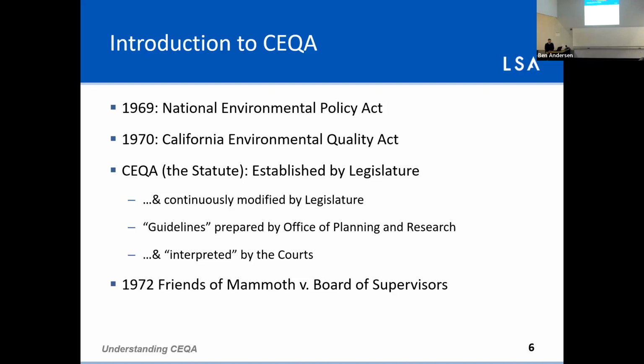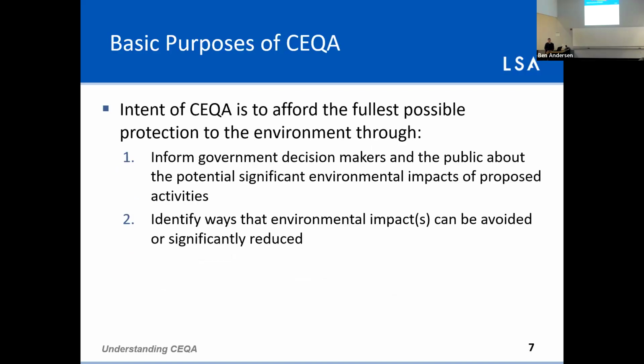Originally, it was intended to have the governments actually prepare CEQA documents and provide this information in their staff reports to the decision-making body, so a city council, board of supervisors, or some other type of board or agency. They're supposed to provide that information. And over time, that became more difficult because more technical information can be available.